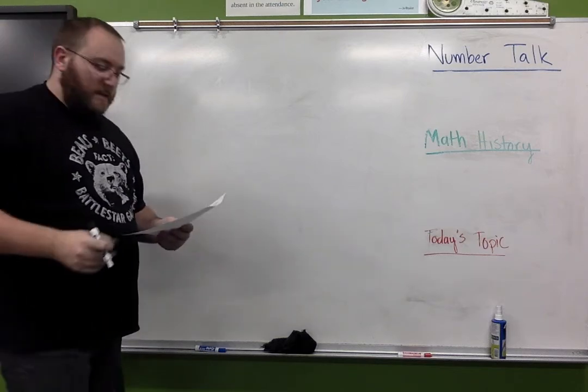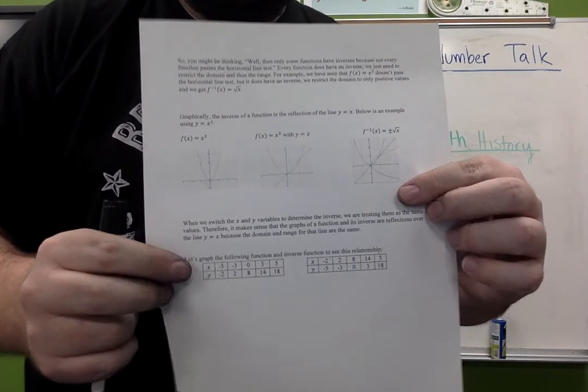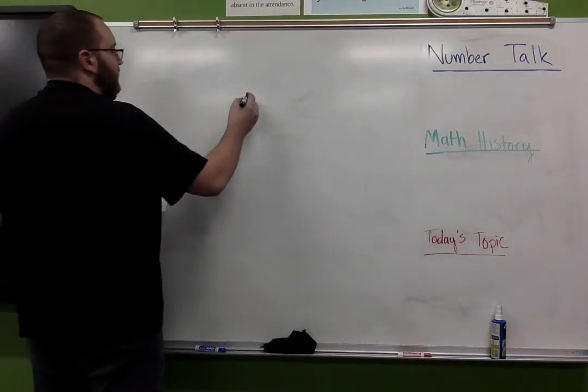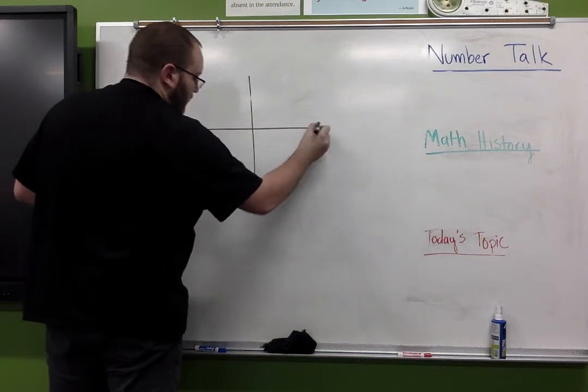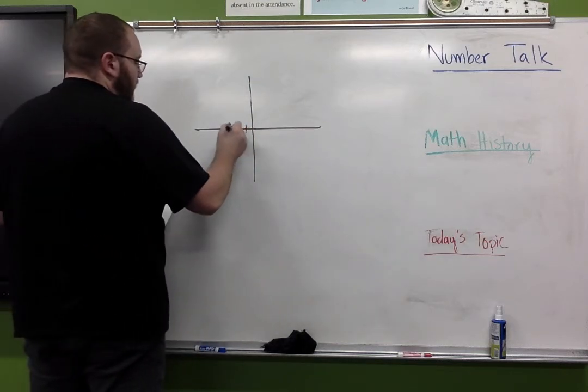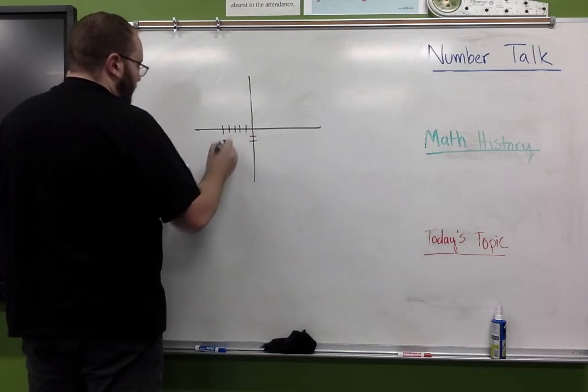So let's look at this real quick. This part right here. I told you that those were inverse functions, right? Let's graph them and see if it's true. Here's my coordinate plane. So I have negative 5, 1, 2, 3, 4, 5, negative 2, 1, 2, right there.